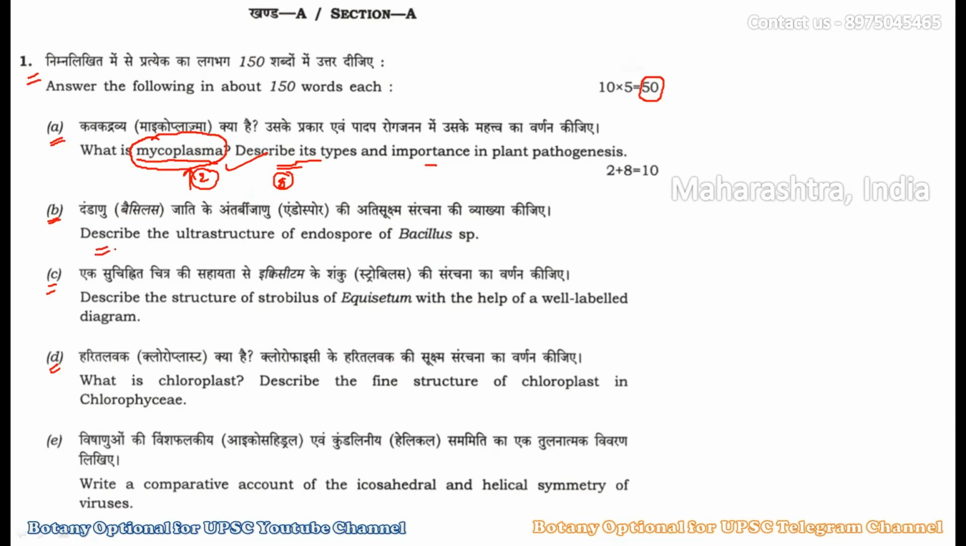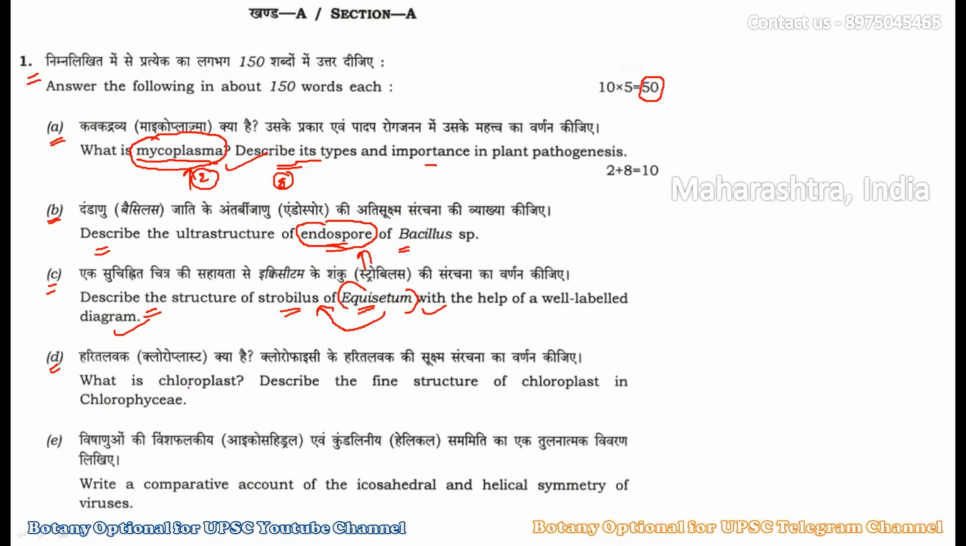Now in the second question, you have to describe the ultrastructure of endospore in Bacillus species. In the bacterial species called Bacillus, there is a structure called endospore, and for describing this endospore you will have 10 marks, right? Now in the third sub question, the UPSC is asking to describe the structure of strobilus of Equisetum. See, Equisetum is a pteridophyte, and there is a particular type of strobilus created in Equisetum, and you have to describe that structure of strobilus. Now, that too with the help of a well-labeled diagram. So you have to draw the well-labeled diagram of the strobilus of Equisetum. For that, you will get 10 marks.